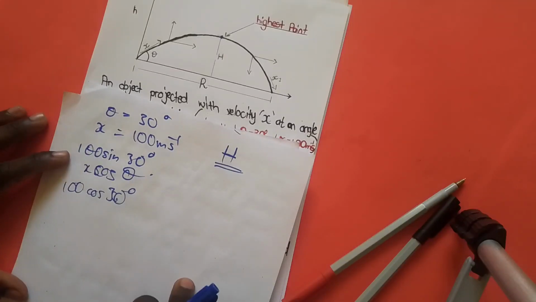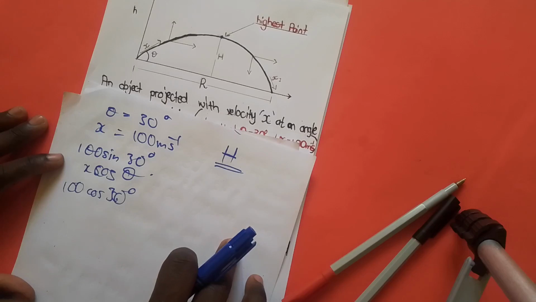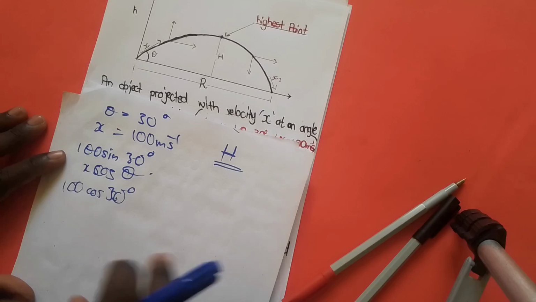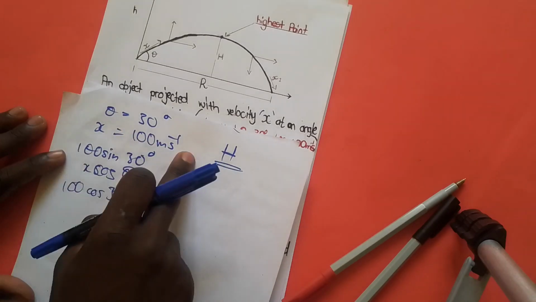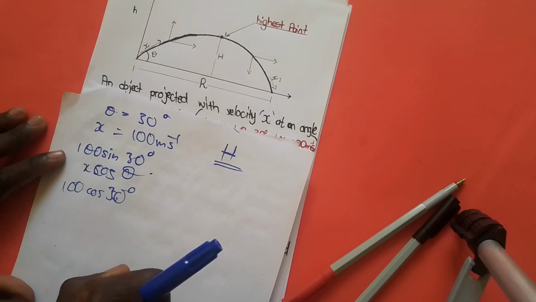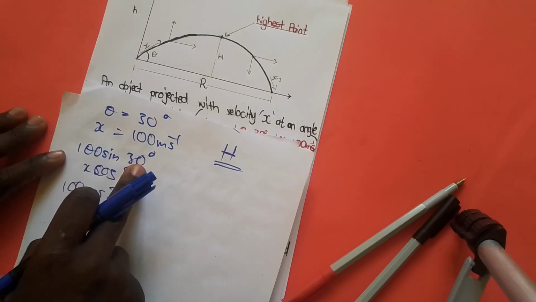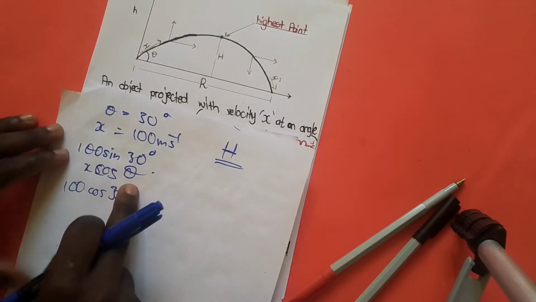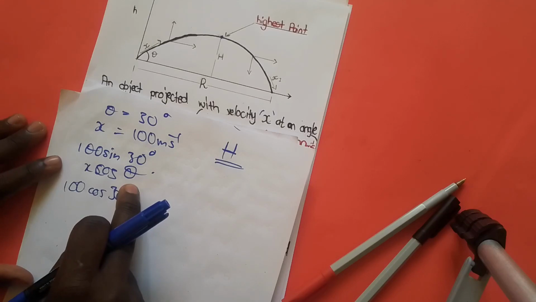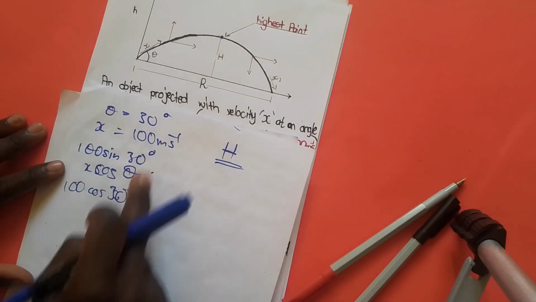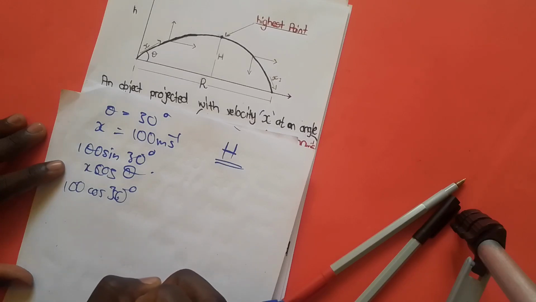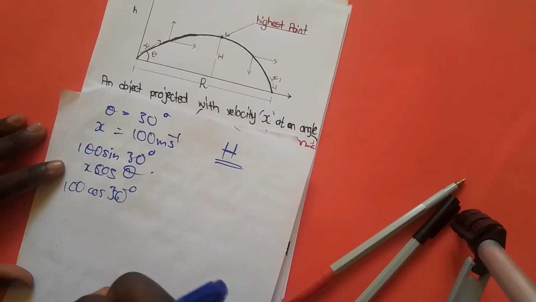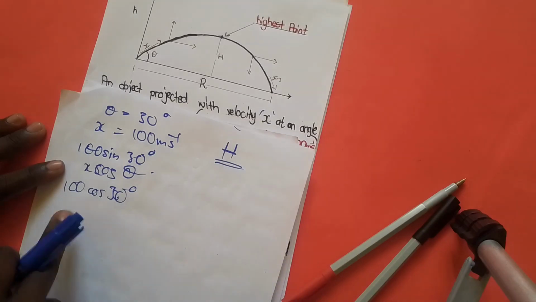Whenever you're calculating projectiles, you have to take note of two components: the vertical component and the horizontal component. The initial speed is 100 meters per second, and the vertical component of this speed is 100 sine theta, 100 being the velocity of projection, theta the angle of projection, which is 30 degrees. Therefore, the vertical velocity is 100 sine theta, and the horizontal velocity is 100 cos theta.